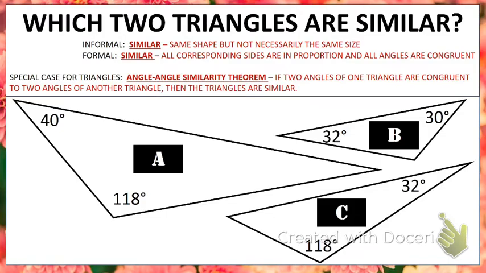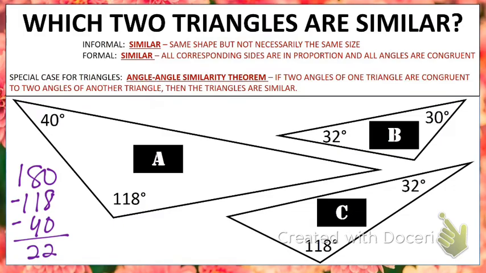So which two triangles are similar? Well, when we look at A and B and C, we don't see any pairs of angles that are congruent. So we're going to need to find out the measure of the missing angle in each triangle. So to start out with, for triangle A, we're going to take 180 degrees and we're going to subtract off the 118 degree angle and the 40 degree angle. And when we do that, that'll leave us with 22 degrees.